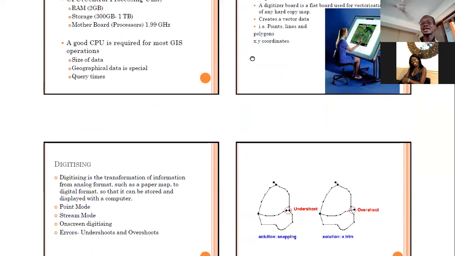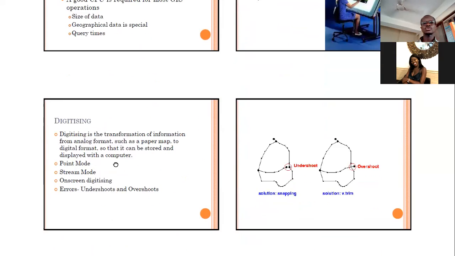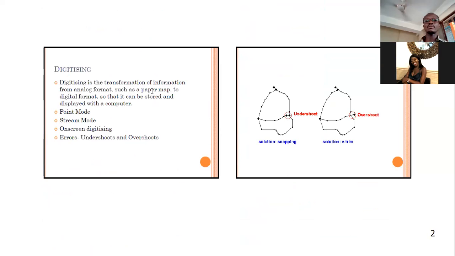So the digitizer allows you to do a transformation of information from analog, which means hard copy, to digital. Anything that's not digital is analog. So we can have a paper map, it's hard copy analog, and we can now click on it and convert it into a computer. The digitizing board is connected to a computer, and you click along it, like the lady is doing up here.